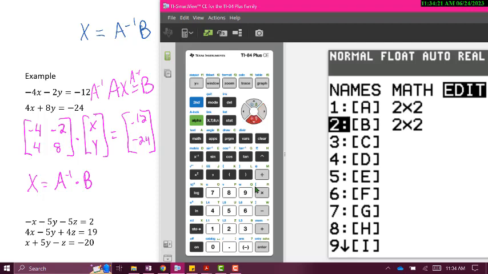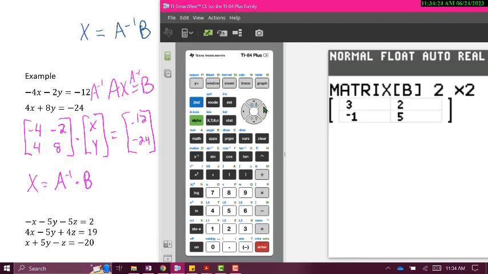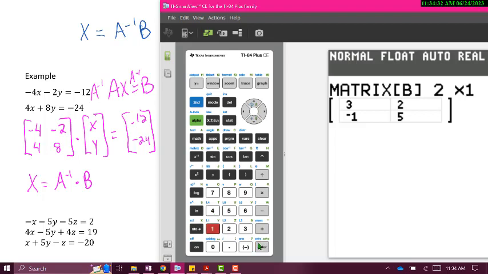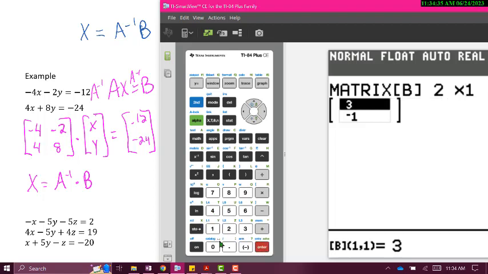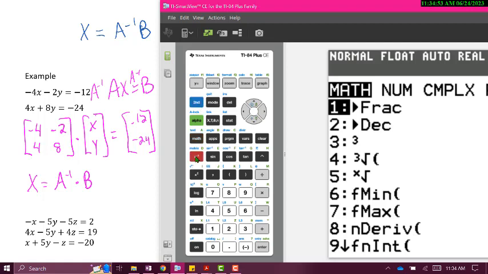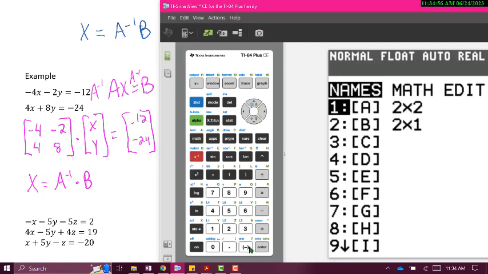We can go to edit again, down to matrix B, which is our 2 by 1, not 21. That's crazy. 2 by 1. And that's negative 12 and negative 24. So now we literally just have to type in A to the inverse times B, and we can get what the solution is for these matrices. So to use them, we hit math, second, hit x inverse, sorry, and we do A.